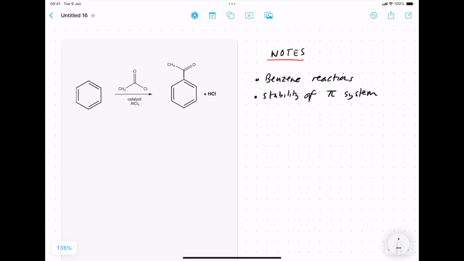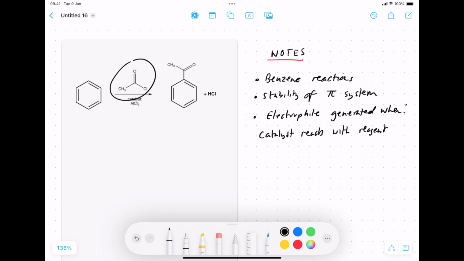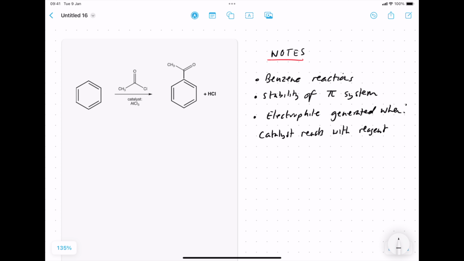The next point is that the electrophile is always generated in the same way. So it's generated when the catalyst reacts with the reagent. Okay, so before benzene can actually react with the reagent, in this case it's this acyl chloride, the electrophile has to be generated. And the way that happens is the catalyst reacts with the reagent to produce the electrophile.